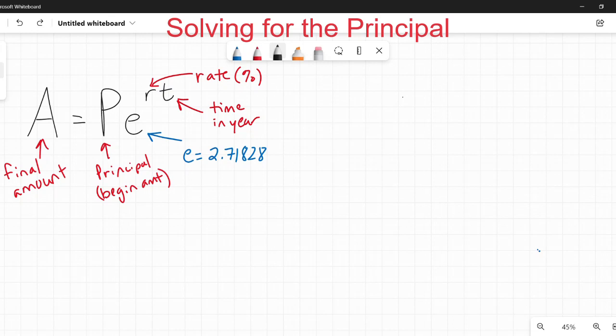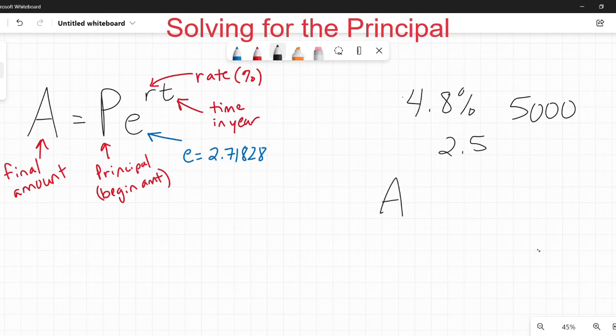We'll say Betty was investing in an account that compounds continuously, and the rate is 4.8%. If she wants to have $5,000 in 2.5 years, how much does she need to invest? That question, how much does she need to invest? That's asking you for the principal. It's asking for the beginning amount.